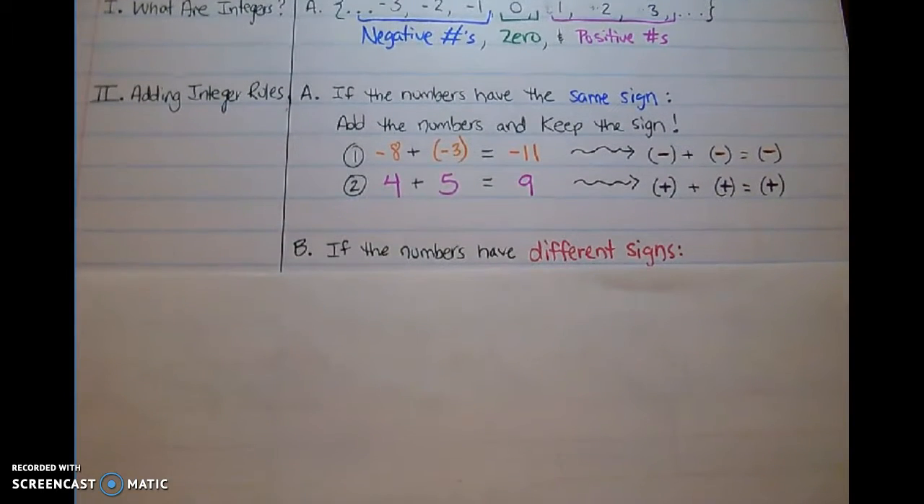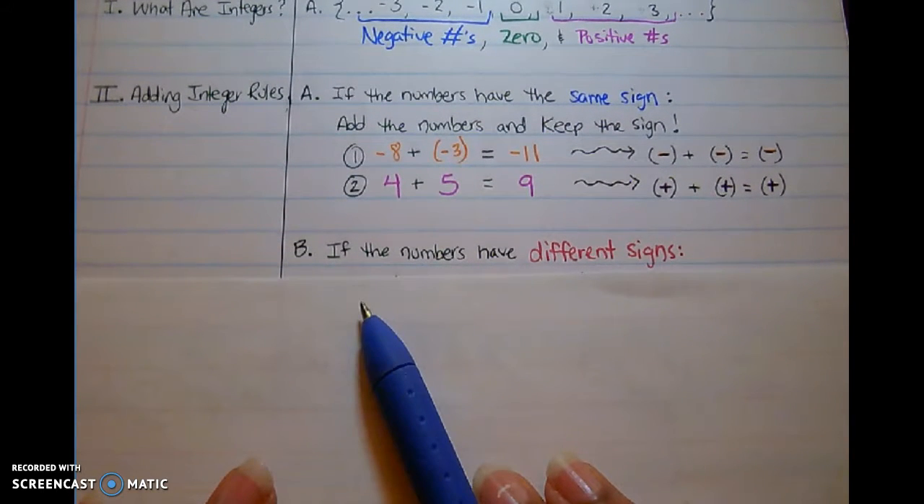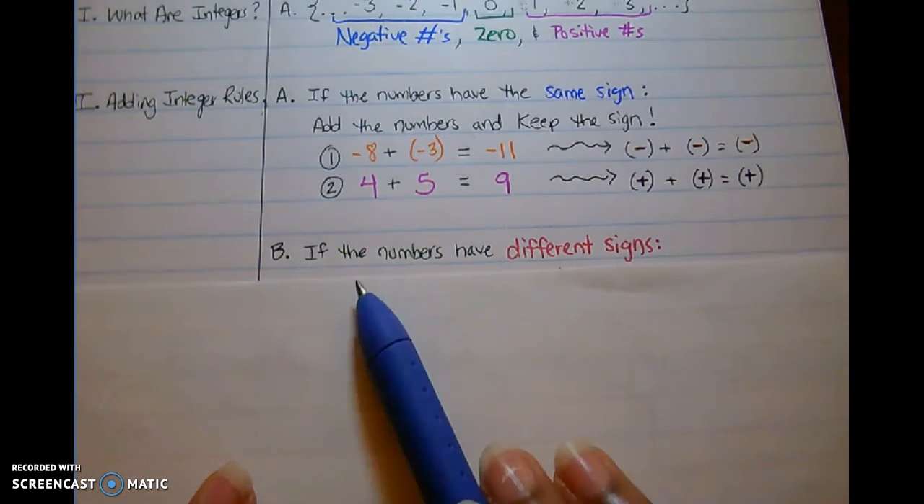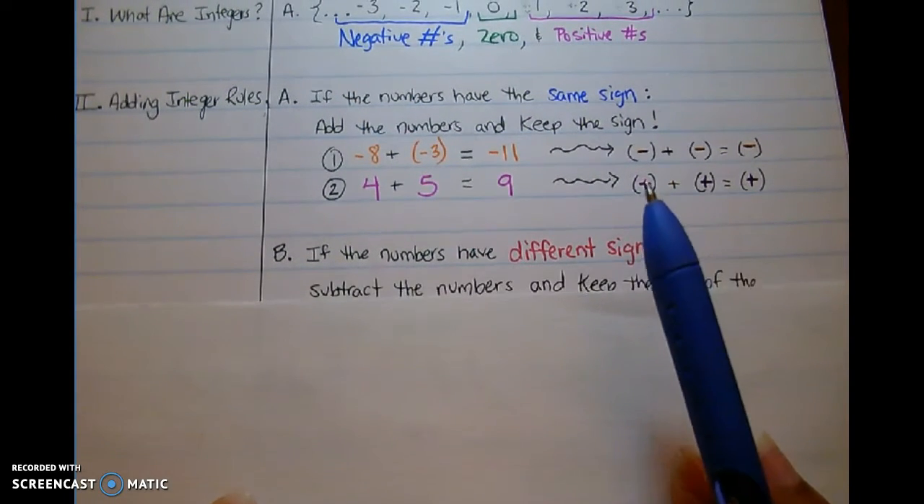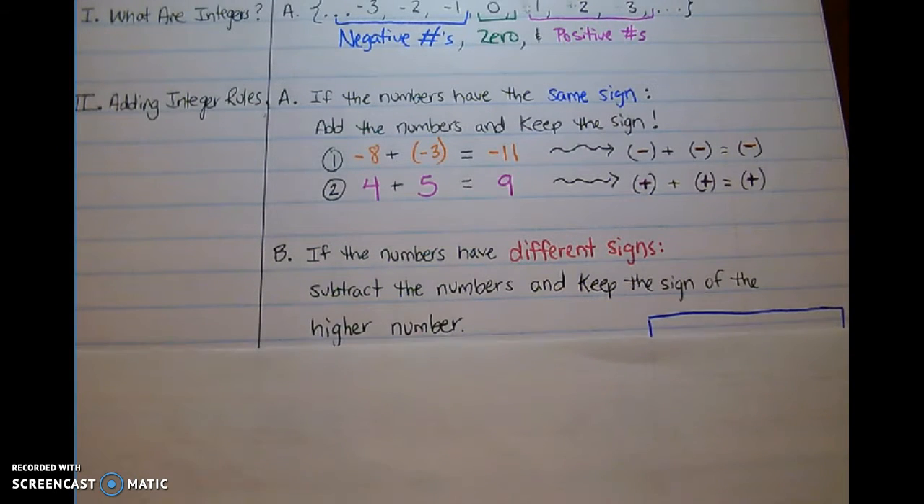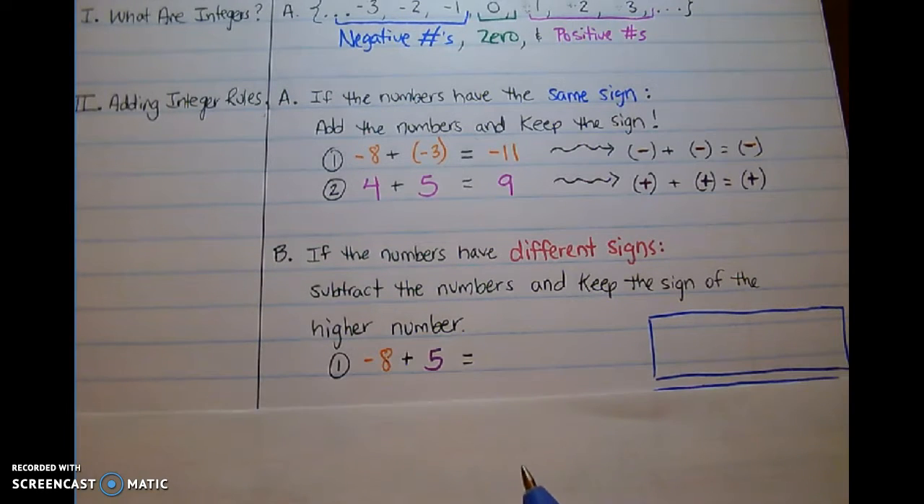We're going to move on to B. So what if you're adding two integers that have different signs? If the numbers have different signs, you're going to subtract the numbers and keep the sign of the higher number. Okay? Whichever number is higher up, that's the sign that you're going to keep. So let's do two examples.